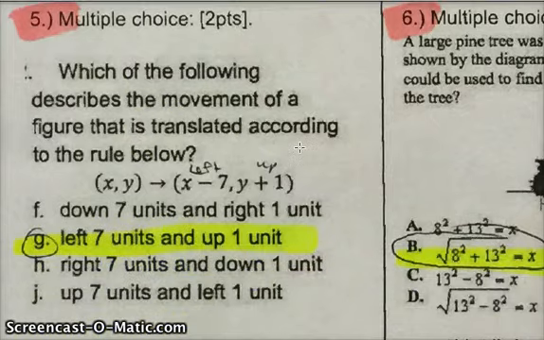Question number 5. Which of the following describes the movement of a figure that is translated according to the rule? X coordinates go left and right, so it's minus, so that's left 7. The y coordinates go up and down. So plus 1 means up 1, so that means left 7 units, up 1 unit. That would be G.